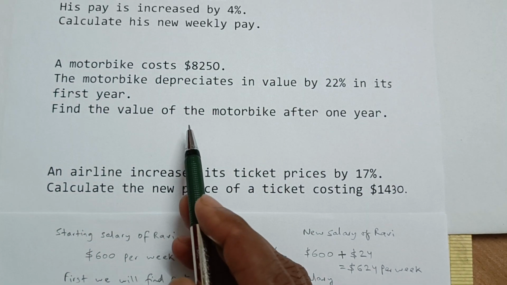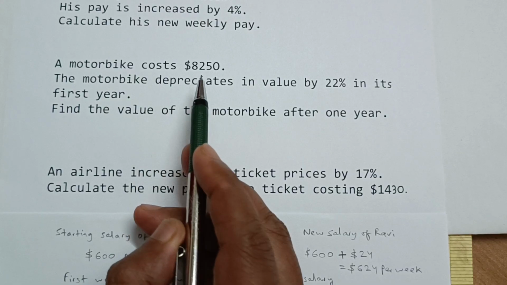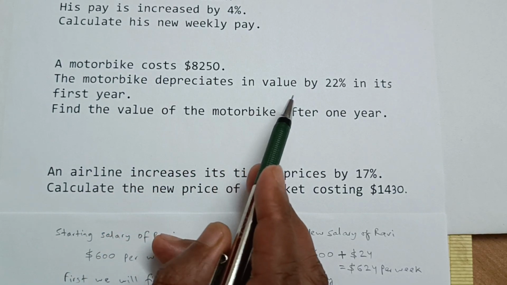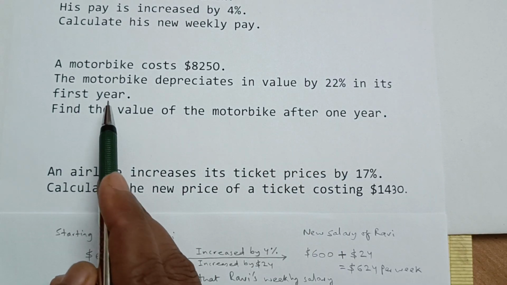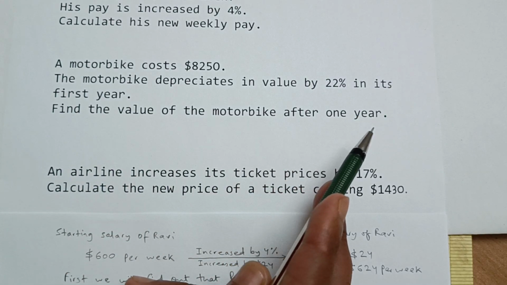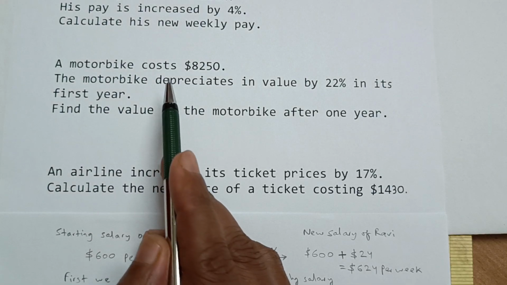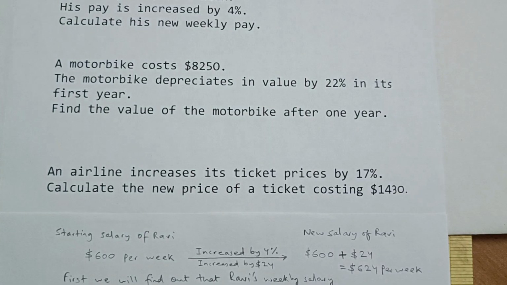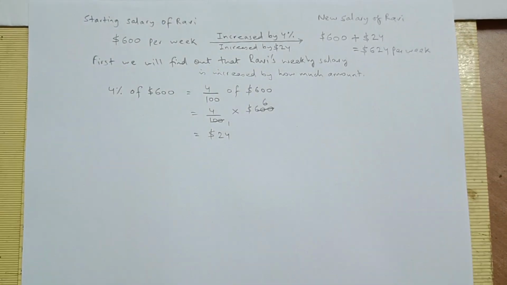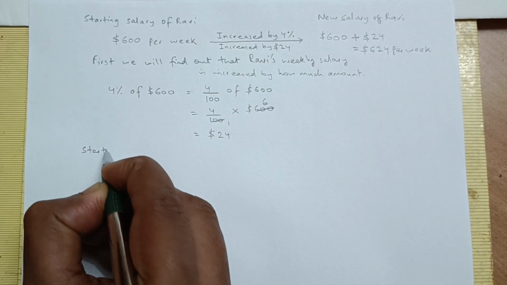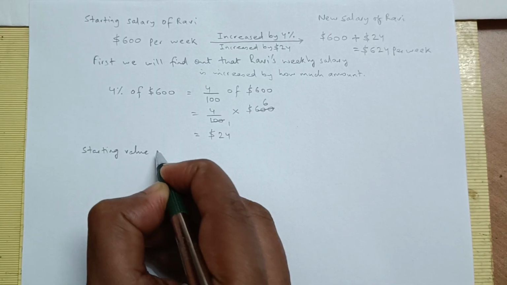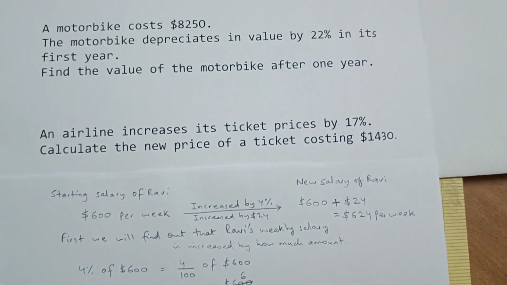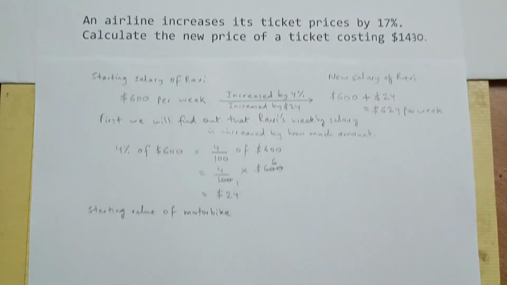Now let us go to question number 2. A motorbike cost $8,250. The motorbike depreciates in value by 22% in its first year. Find the value of the motorbike after 1 year. So we know that the starting value of the motorbike is $8,250. So starting value of motorbike, that is $8,250.